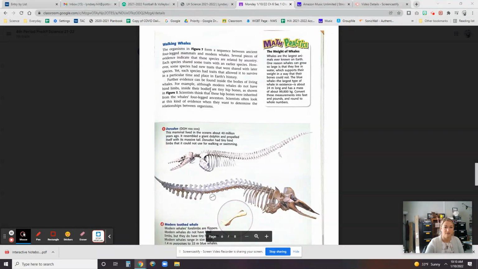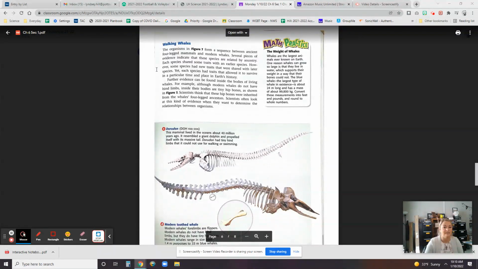Walking Whales. The organisms in Figure 7 form a sequence between the ancient 4-legged mammals and modern whales. Several pieces of evidence indicate that these species are related by ancestry. Each species shared some traits with an earlier species. However, some species had new traits that were shared with later species. Yet, each species had traits that allowed it to survive in a particular time and place in Earth's history.